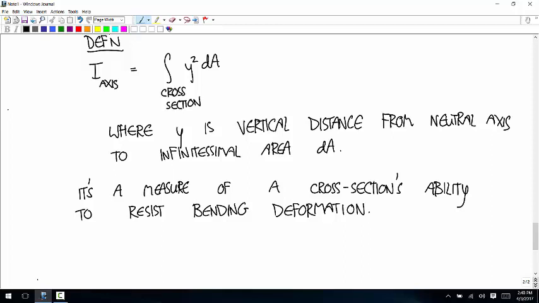And I want to do one integral example. Just like with mass moment of inertia, you're never going to use the integral definition. We're going to use formulas instead that you derive from the integral definition.